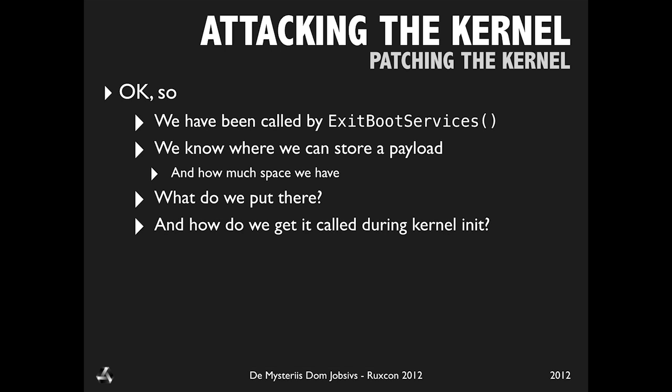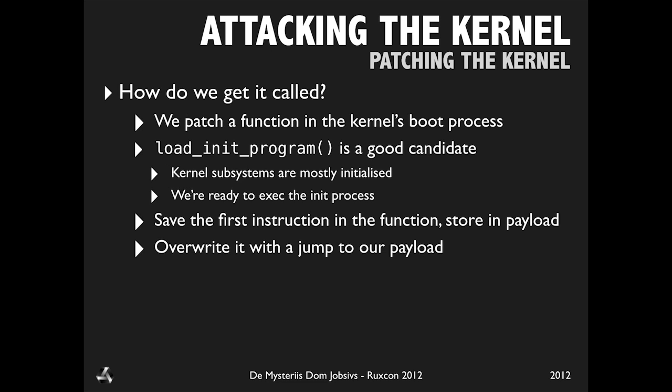So at this stage, we've been called by exit boot services. We know where we can store a payload and how much space we have. What are we going to put there? And then how do we get it called? I'm going to answer the second question first, which makes more sense. How do we actually get it called?